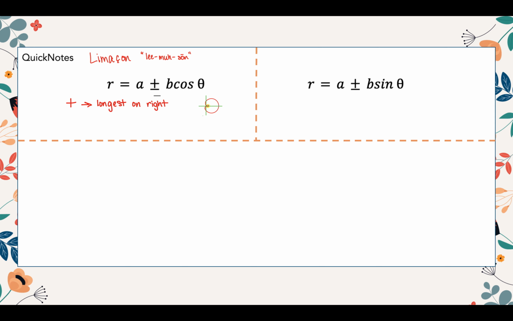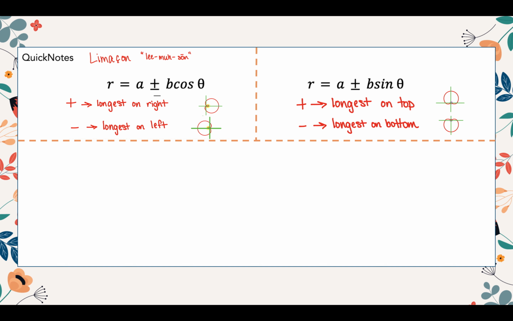And if we have a minus sign, then the longest side is on the left. And that makes sense to us because it's cosine, so it makes sense that it's widest along our x-axis. Then for sine, if we have a plus, it is the longest on the top. And if we have a minus, it is longest on the bottom. And because it is sine, that makes sense because sine represents our y value, and we think of that vertical axis as our y-axis in our Cartesian plane.